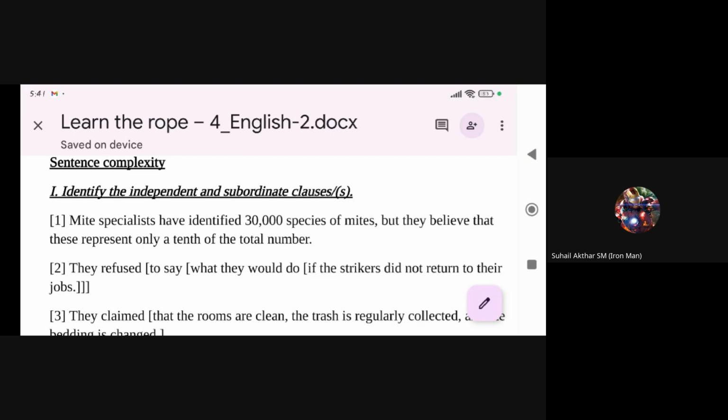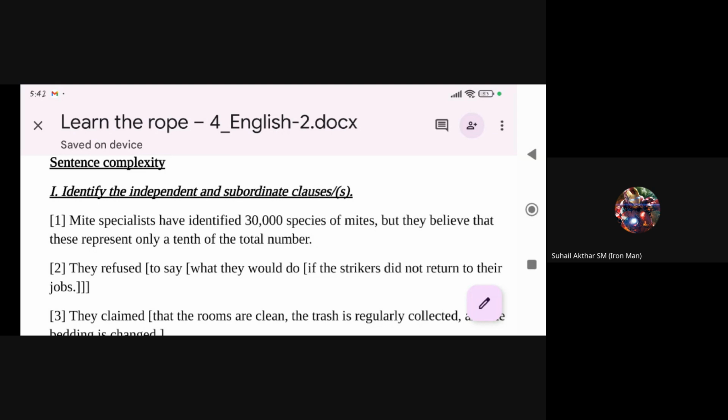How many independent clauses in this sentence? 2. There are 2 independent clauses in this sentence. There are only 2? 3. Right, so you have the whole of that sentence, right? Mite specialists have identified and so on and so forth. Within that, again, you have 2 independent clauses, right? Thank you. So mite specialists have identified 30,000 species of mites, right? This is one. And then the second one is what? But they believe that these represent only a tenth of the total number, right?